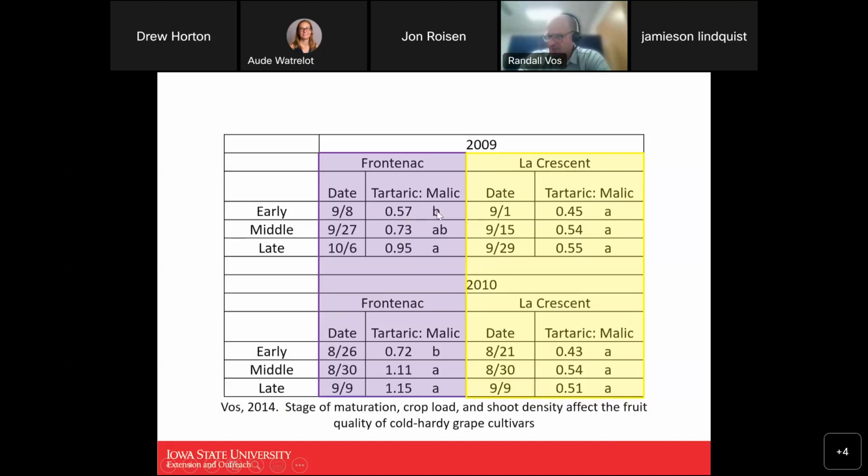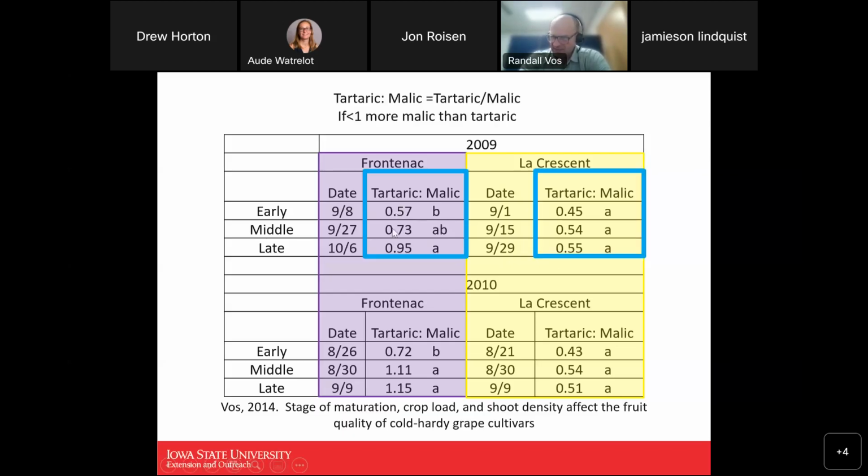But as those grapes ripened, if it's almost a 1, the malic and tartaric acid are almost the same. And so we see that happened in 2009. We start out with double the malic to tartaric, and by the time we had our last harvest, they're roughly equal. And on the bottom, in a warm year, we actually got higher tartaric to malic. So we start out with the malic slightly higher than tartaric, and as it ripened, the malic degraded quicker than the tartaric. So the question is, do all our grapes do that?